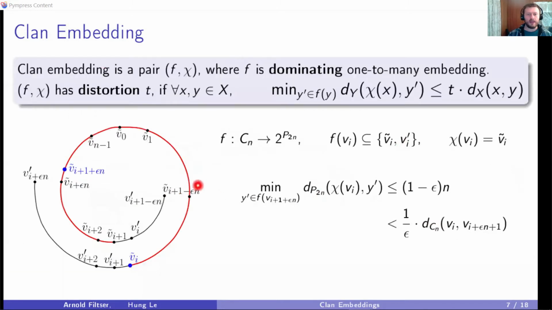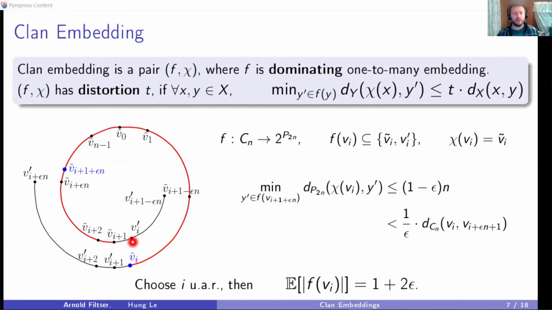Let's see this example. Here, the worst case distortion will be on the pair v_{i+εn} and v_i, because this is the first vertex that doesn't have 2 copies, but only 1. To get from every copy of v_{i+εn} to v_i, you need to go this entire path, which is a distance of about 1 minus εn, while the original distance is supposed to be εn, and therefore the distortion is 1 over ε. This is the worst case, and that's it.